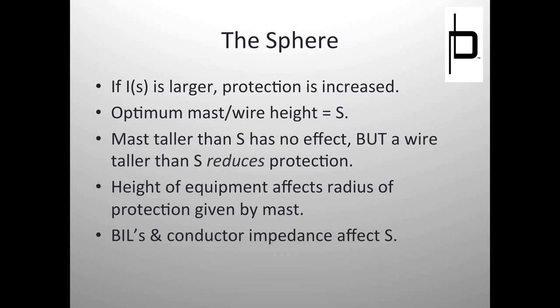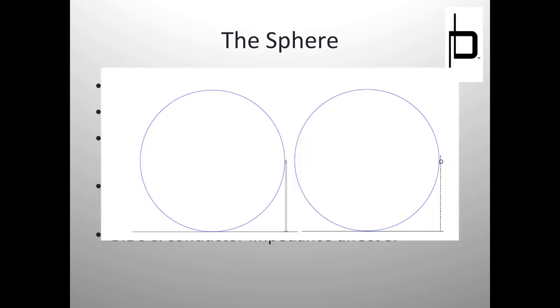The optimum mast and wire height is S, S being the radius of the sphere. So if I'm choosing a mast or wire height, I want to choose one that is equal to the radius of the sphere, because that'll stop the sphere with the most amount of area under the curve.